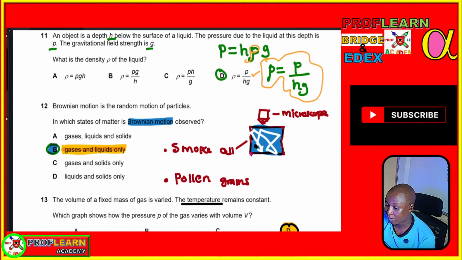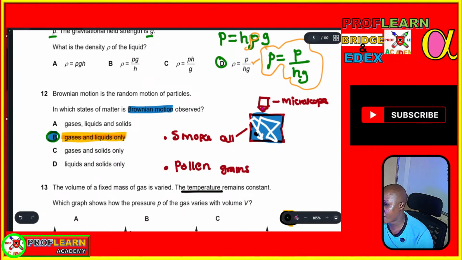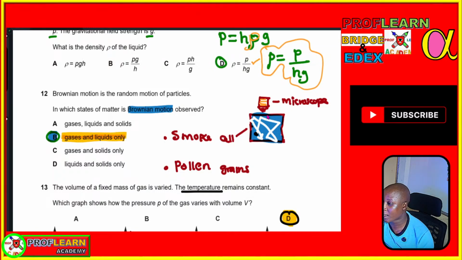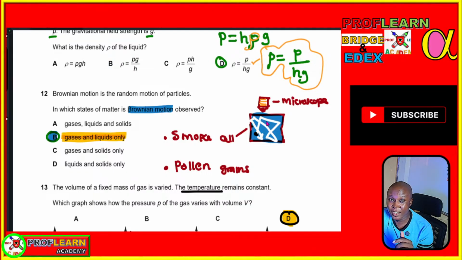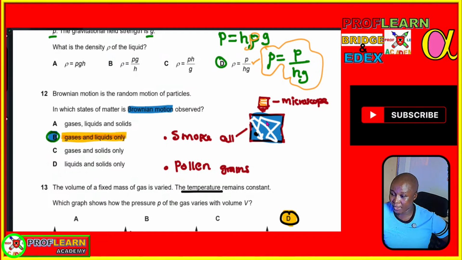What's Brownian motion? Remember, if you observe a smoke cell whereby we have some smoke inside there, using a microscope you will see the particles of smoke moving in a random motion, because these particles are colliding with invisible air molecules which are constantly in random motion. Then that is why you are able to see the speck of smoke moving randomly in a straight line.